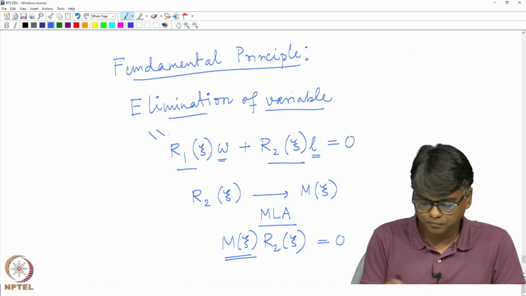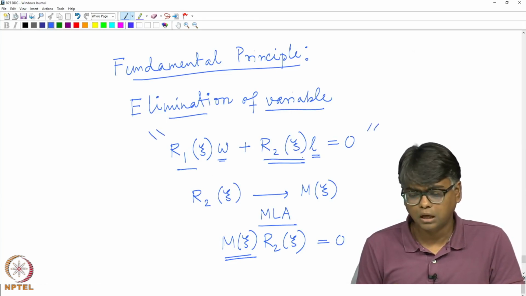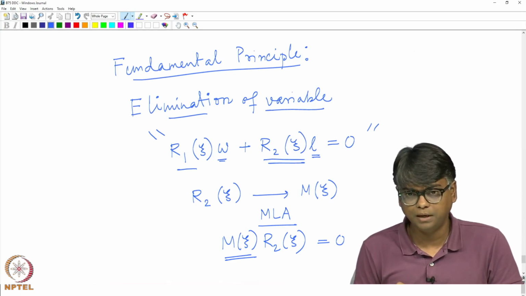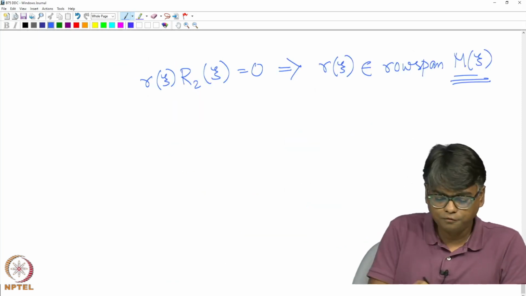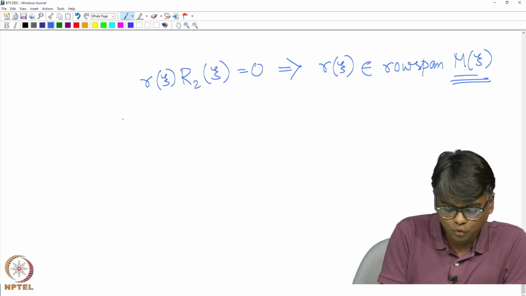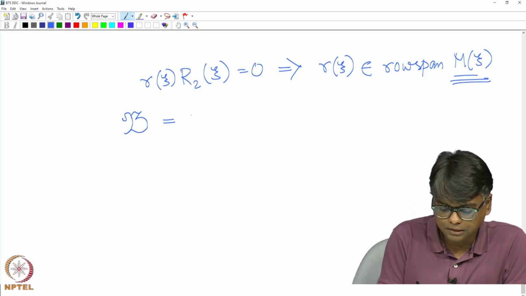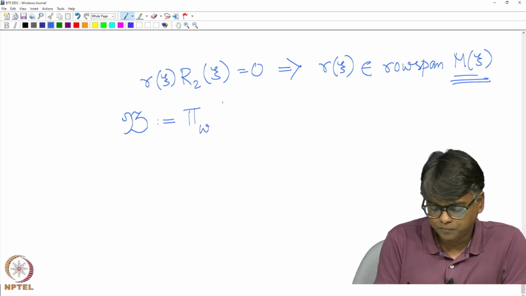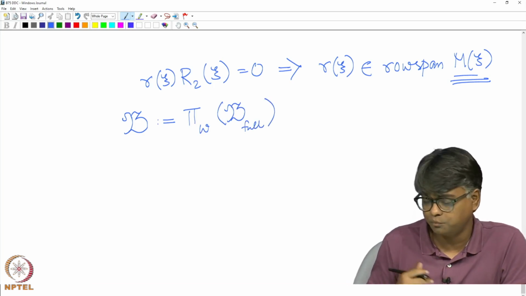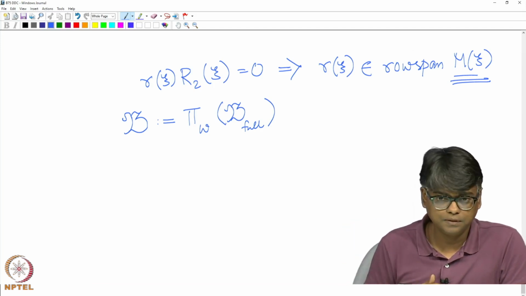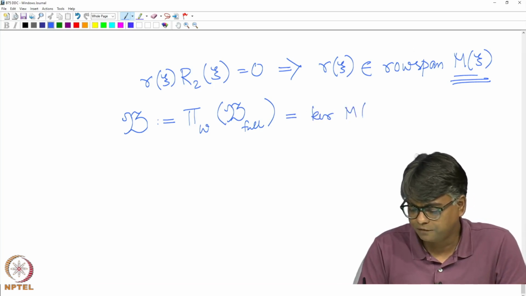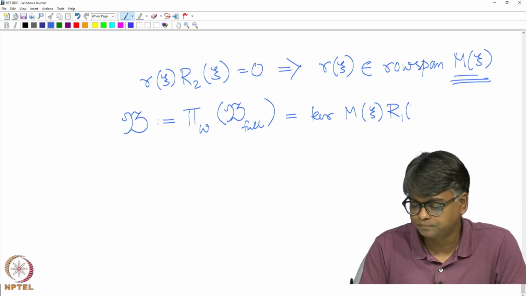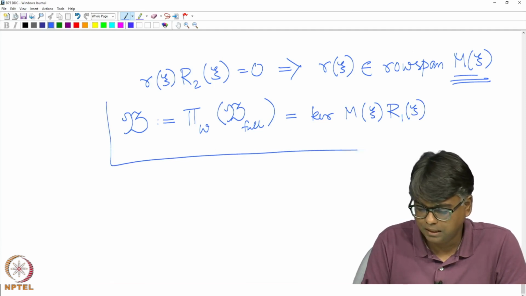So, given this equation, look at this R2, the matrix that operates on the latent variable that you want to eliminate, and look at its maximal left annihilator matrix M. Then a kernel representation for the manifest variable is given by B, which in fact is equal to, by definition, the projection of the full behavior. What is the full behavior? Full behavior is the behavior of W and L that satisfies the equation R1 xi W plus R2 xi L equals 0. So, this is the projection, and this projection in fact is given by the kernel of the maximal left annihilator of R2 acting on R1. Yeah, that is the elimination theorem.